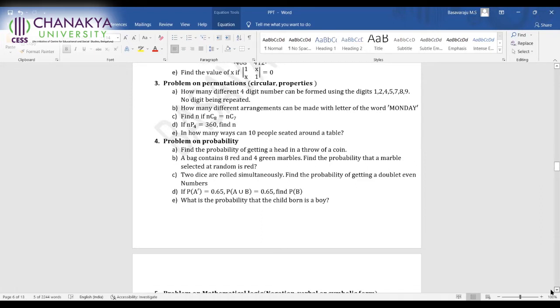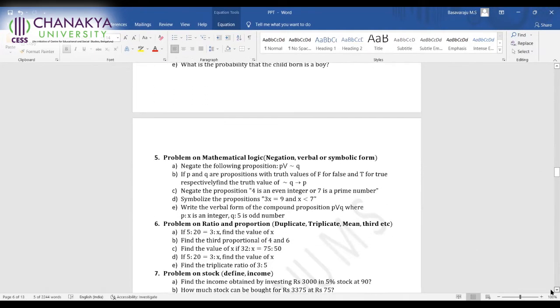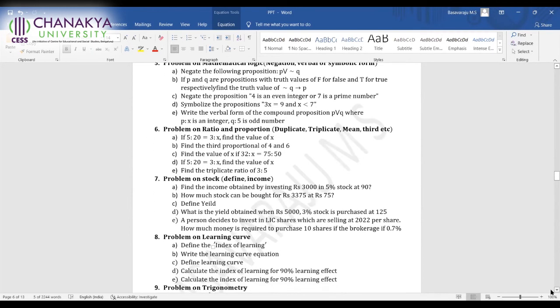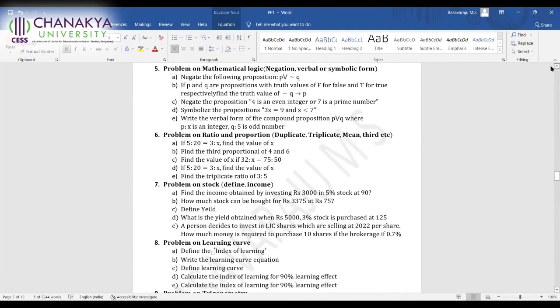And in question number 5, what you can expect is from the mathematical logic chapter. They may ask for negating the given propositions, or converting from verbal to symbolic form. All this they may ask in problem number 5. The problems may vary, but remember that question number 5 in the paper has to come from mathematical logic itself. Hope you know how to solve all these problems.